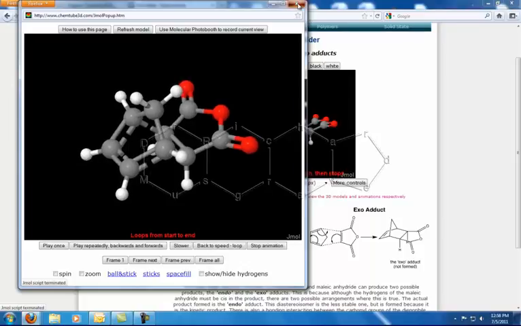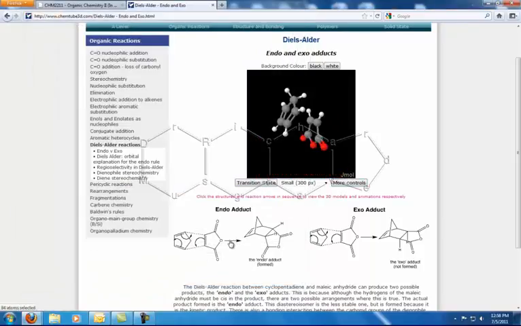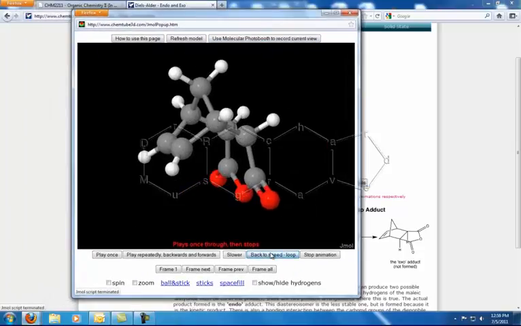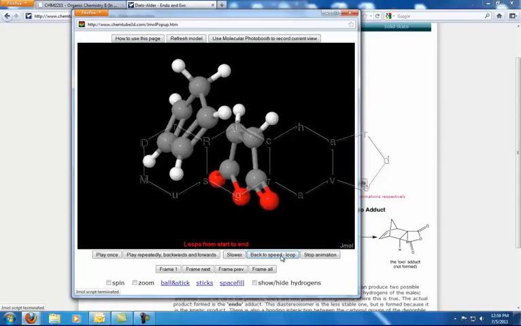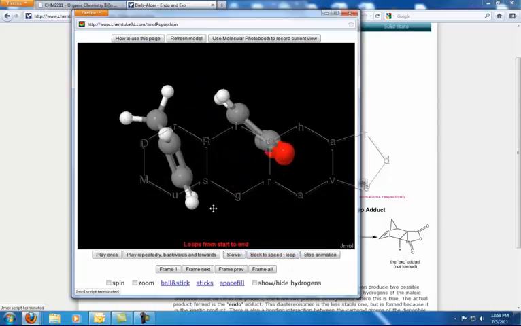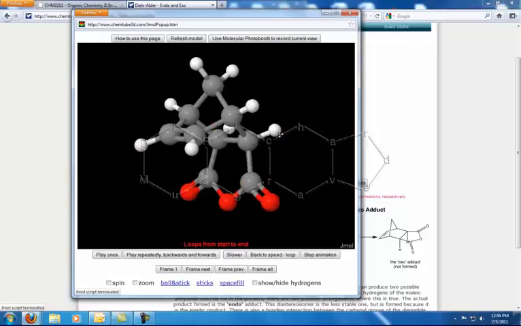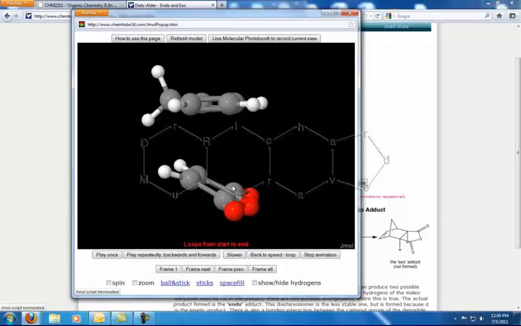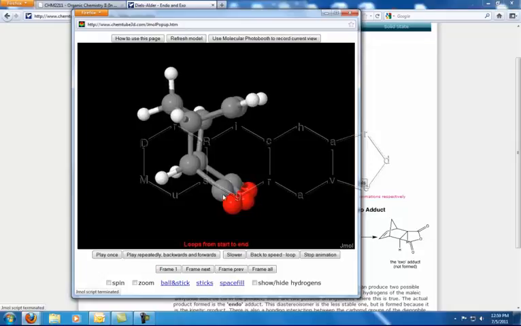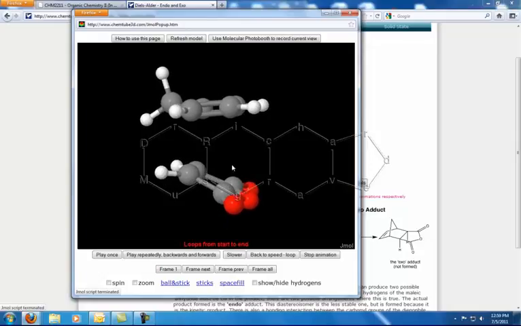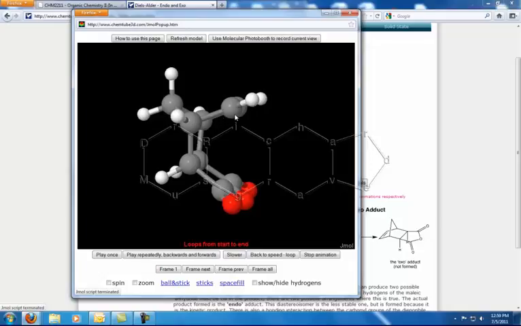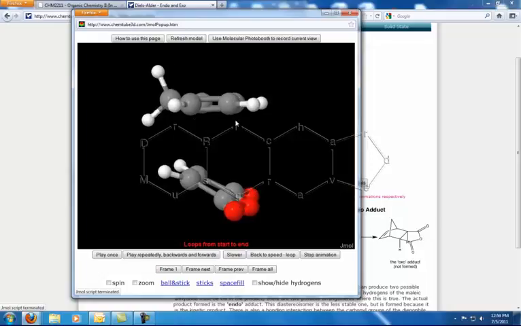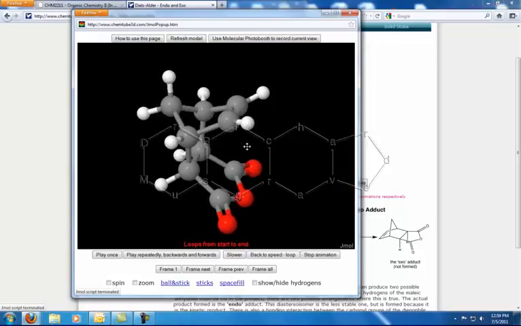However, let's go back to the endo here. And you can see that the dienophile now can interact with the double bond, the p orbitals from the double bond. So we can get a little bit of interaction going on here between the p orbitals of the dienophile down here and the p orbitals from the diene up here. And that allows for a more favorable product when we're talking about these kinds of Diels-Alder reactions.